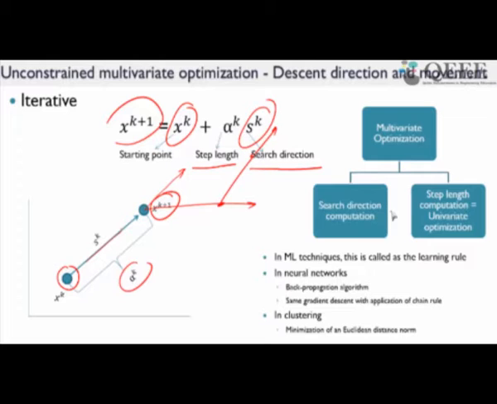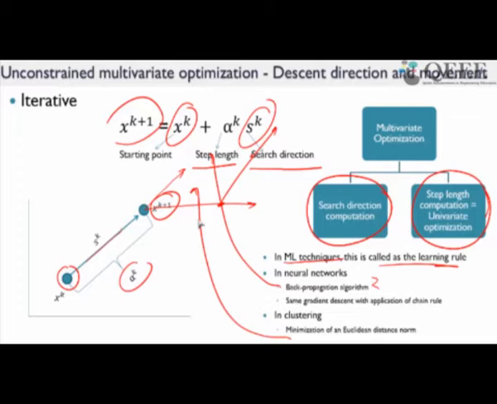So there is one which is the search direction computation, and the other is the step length computation. When you do these computations in machine learning techniques, this is what is usually called a learning rule. If you are talking about neural networks and the backpropagation algorithm, it is basically a steepest descent algorithm. If you are doing clustering and you are minimizing a Euclidean distance, the clustering rule is again the same kind of gradient descent algorithm.